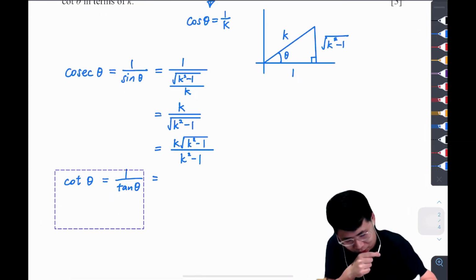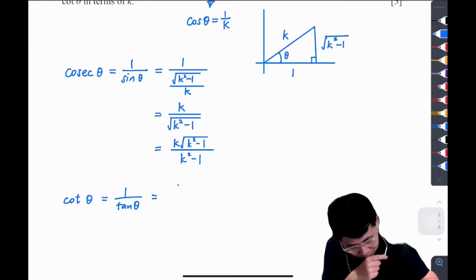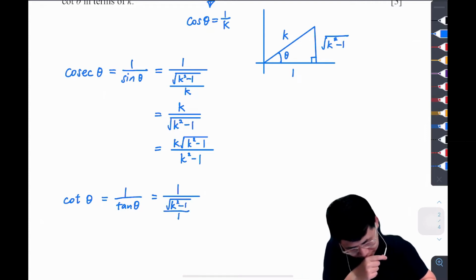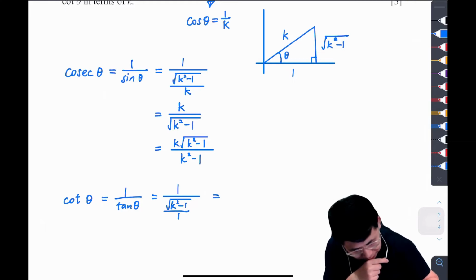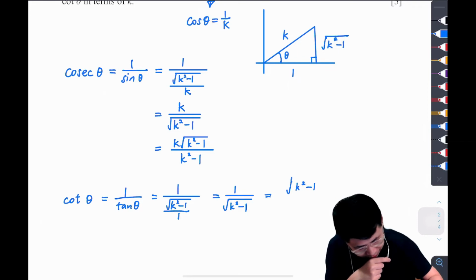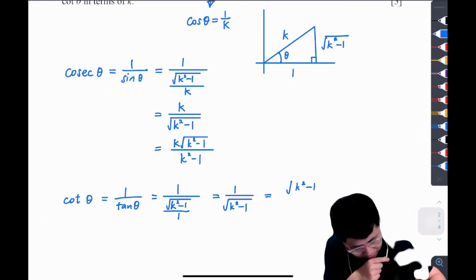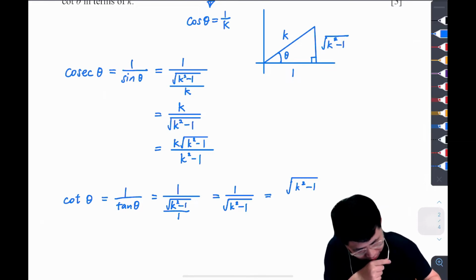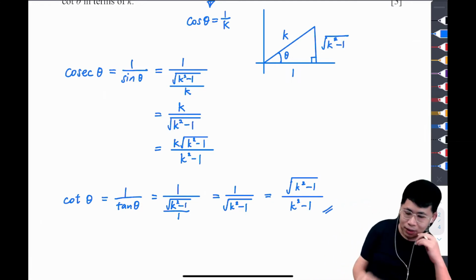Now cotangent, so this one would be 1 over opposite over adjacent. So let's keep change flip. I will have 1 over this. Same thing. To be honest, I'm keen on doing it this way, but it's Cambridge, so we have to do things in their way. Like this. So over the square root of k squared minus 1. Once we rationalize, this should be fine. So that's question 3.